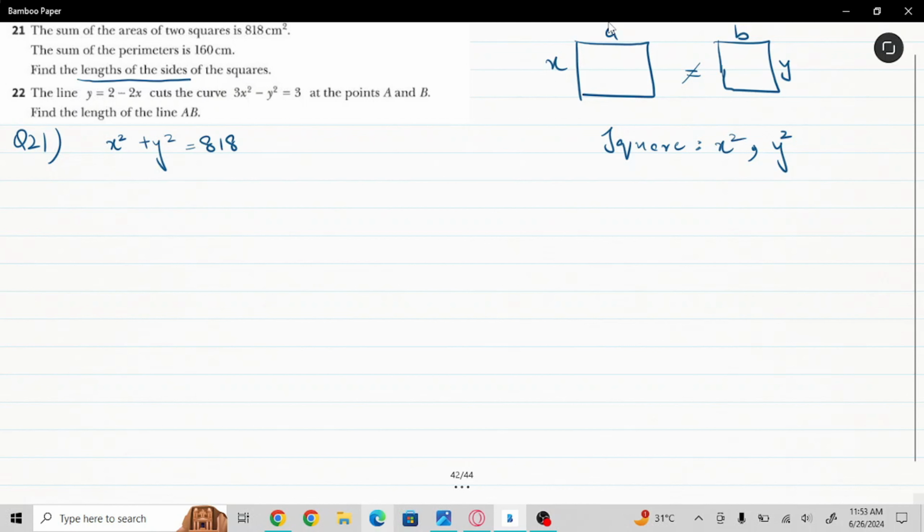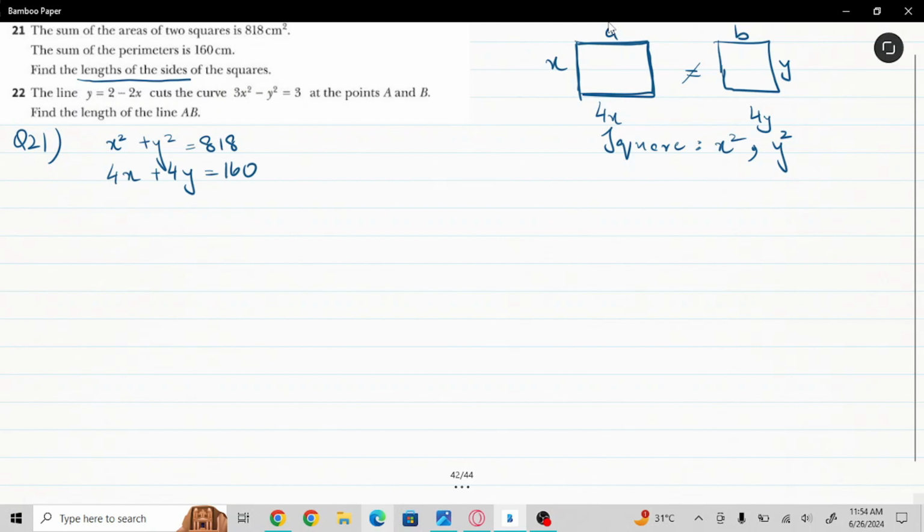That's our first equation. For the other equation, they have given us the sum of the perimeters. The perimeter is this side plus this side plus this side plus this side, meaning it's the sum of all sides. In a square there are four sides, so 4x for this case and 4y for this case. So we can say that 4x plus 4y is equal to 160.